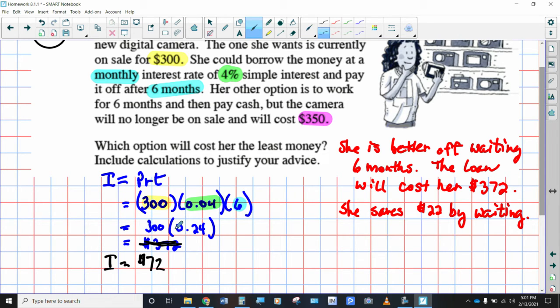But the new amount is going to be, when you add the $300 that she has to pay back plus the 72, it's actually going to cost her $372. Is it worth the extra $22 to have the camera now rather than waiting 6 months? Some people would say yes. Some people would say no. Either way, bottom line, it's going to cost $372 to finance $300 for 6 months. Or if you just work and then pay the regular price, it'll cost $350.